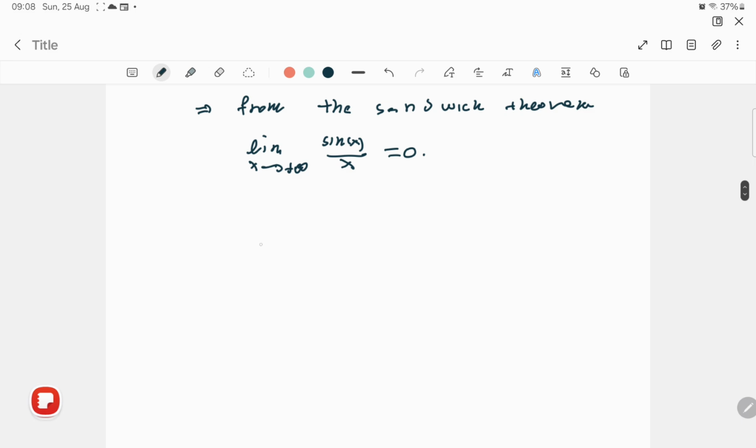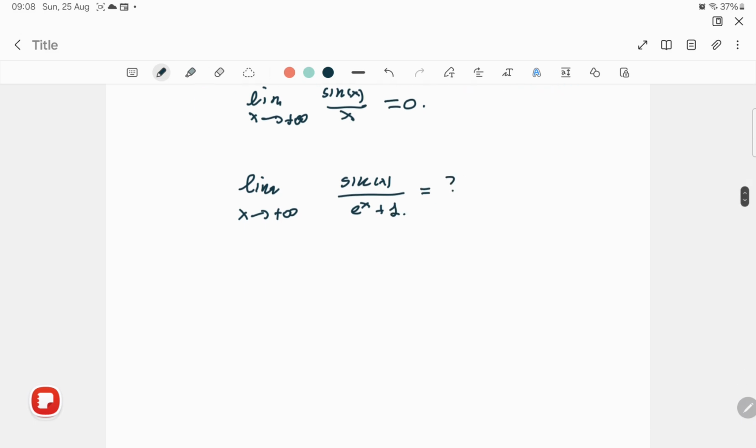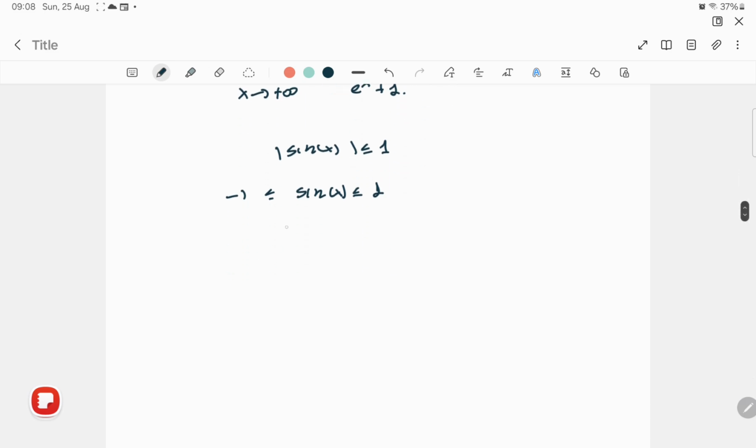Let's see another one. Let's find the limit of the following function, sine x over e to the power of x plus 1. What is this limit as x approaches infinity? The sine x is bounded between -1 and 1. The y values, the amplitude of the function, is oscillating between -1 and 1. I divide by e to the power of x plus 1.